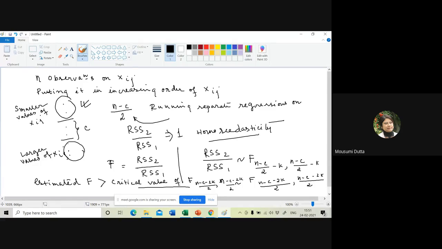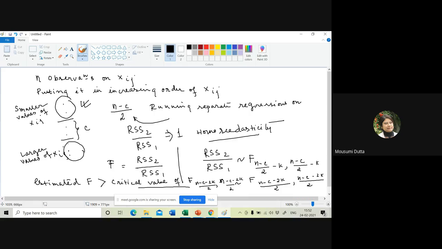So please note down, the power of the test will depend, among other things, on the number of central observations excluded.